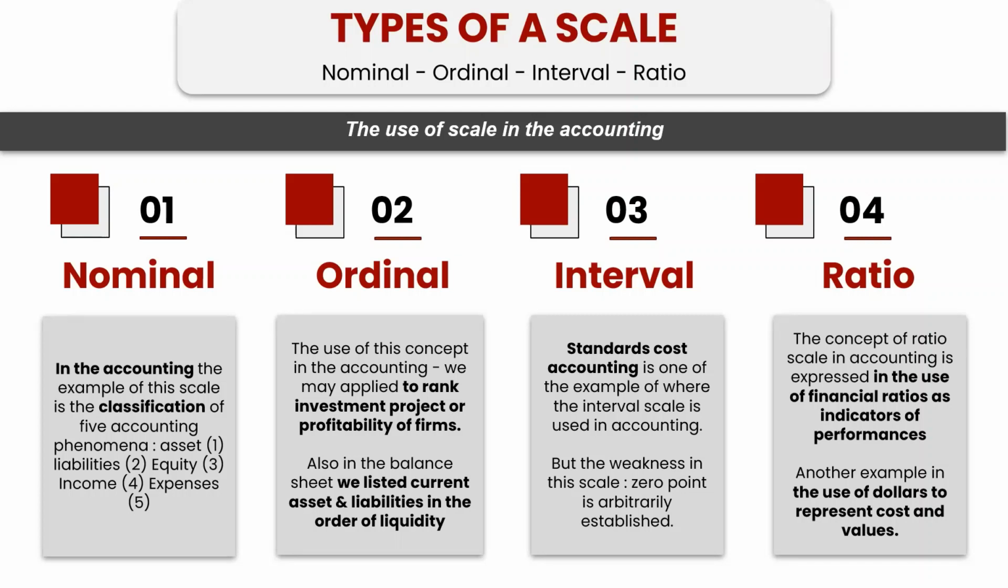Also, we can use ordinal scale in the balance sheet, in which we list current assets and liabilities in the order of liquidity. Matessich mentions standard cost accounting as one of the examples where interval scale is used in accounting, but this scale has a weakness, which is that the zero point is arbitrarily established.